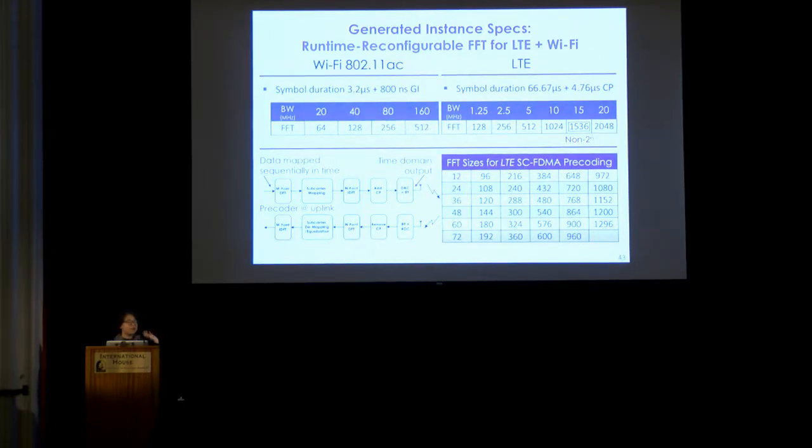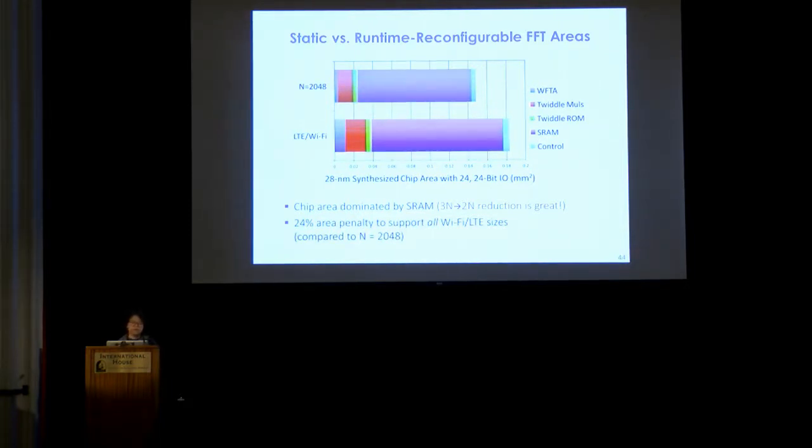It supports Wi-Fi 802.11ac and LTE. Specifically, Wi-Fi and LTE, if you just ignore the stuff on the right, require reconfigurability for power of 2 FFTs, with the exception of this 1536, which is 512 times 3. But if you wanted to support SC-FDMA precoding for LTE, you actually need to support this wide assortment of 2^N, 3^M, 5^K FFT sizes. And actually, once you figure that out, 7^L comes for free, and you can extend on to other prime radices. So if you were to look at static versus runtime reconfigurable FFT areas, you'll see that for a memory-based FFT, chip area is dominated by SRAM, so if you're able to save 33%, that's great.